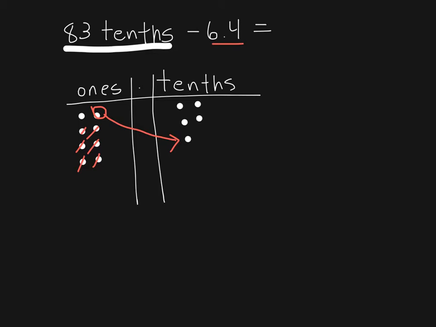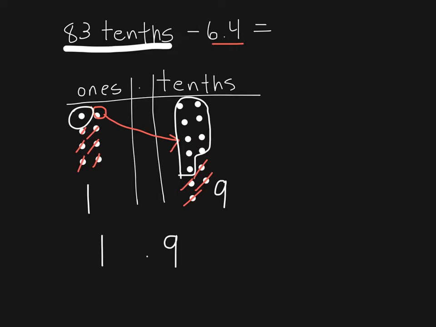1, 2, 3, 4, 5, 6, 7, 8, 9, 10. And now I can cross off 4 because I've got more than 4 over here. 1, 2, 3, 4. And I have a total of 1 left in the ones place. And let's see, 2, 4, 6, 8, 9 left in the tenths place. So my answer will be 1 and 9/10.